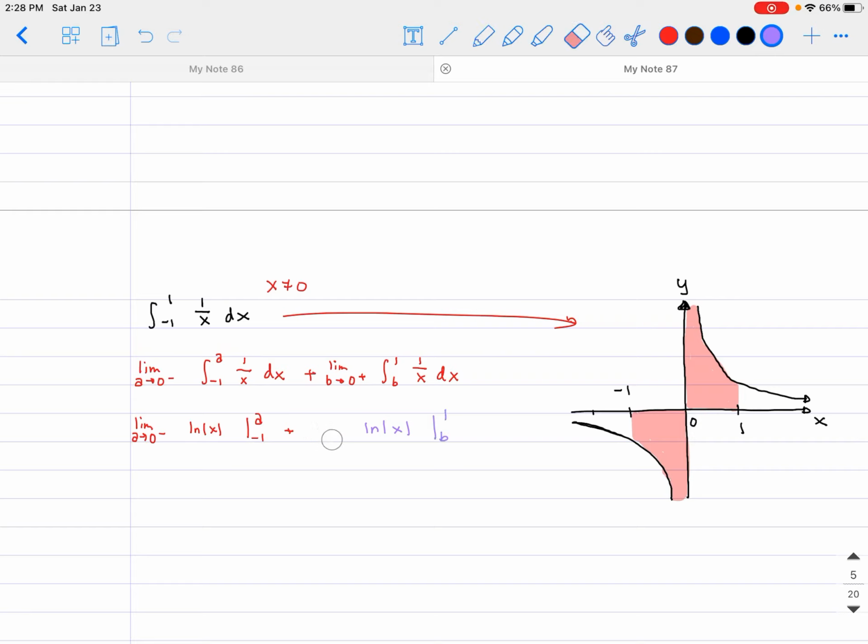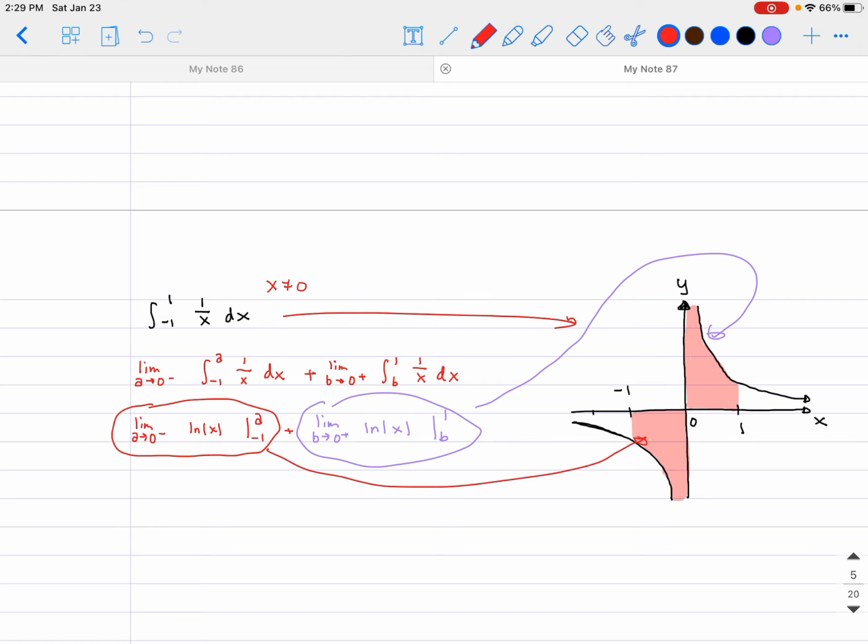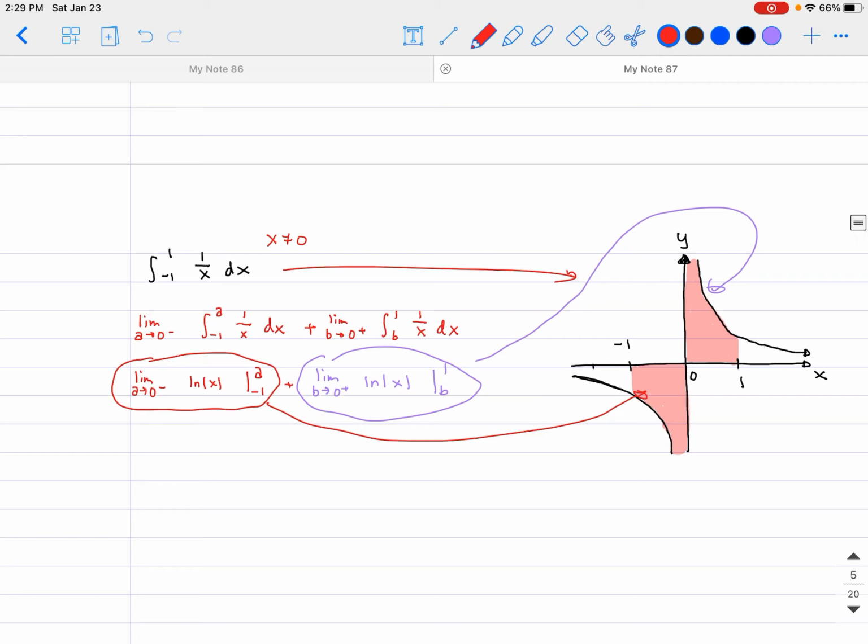So let me go ahead and write this all in purple, so that way we can distinguish the difference between the two. Okay, so limit as b approaches 0 from the right. Remember, this guy right here is for this piece right here, whereas this guy right here is going to be for this piece right here. Okay, so now we're going to finish this off.